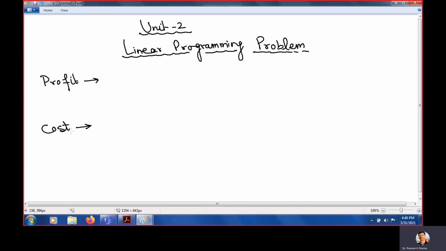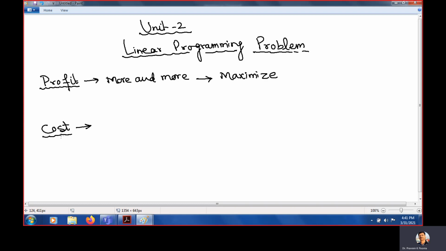If I'm a retail shopkeeper, not even a retail shopkeeper, if I am running a supermarket or a wholesale market, these two terms are very important for me, cost and profit. Profit means I need to earn more and more, as much as possible I want to earn. That means I need to maximize my profit.